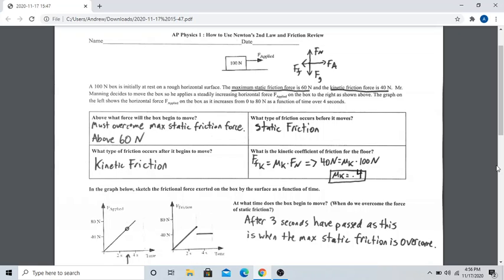Once it starts to move, however, it no longer experiences static friction. It now experiences something referred to as kinetic friction. Remember, kinetic just basically means movement. So there's two different ways friction is going to work when things are moving. All right? Then for the final piece, what is the kinetic coefficient of friction for the floor?